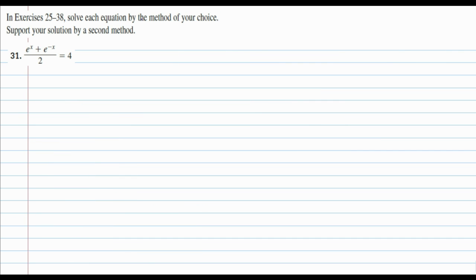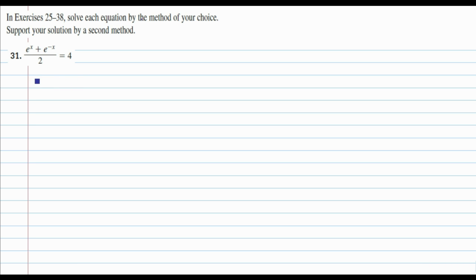The directions for the Now Try problem number 31 are very nondescript. They say solve each equation by a method of your choice, then support your solution by a second method. So I'm going to solve this by hand, and then I'm going to solve it graphically. Sometimes you might be able to solve it by hand two different ways and make sure you got the right answer. Sometimes you might be able to solve it by hand and then check it, plug it back in. This time I'm going to solve by hand and then check it on my graphing calculator.